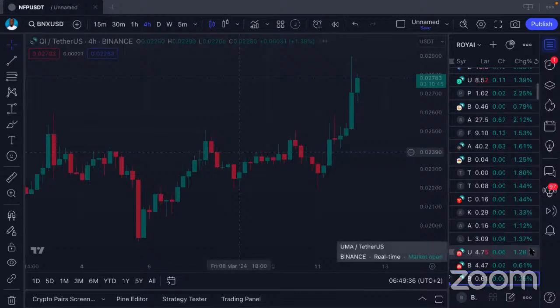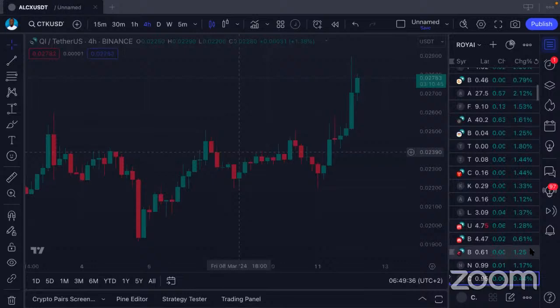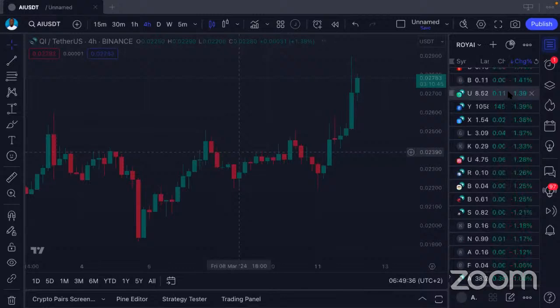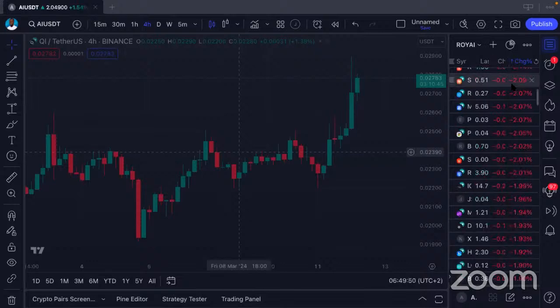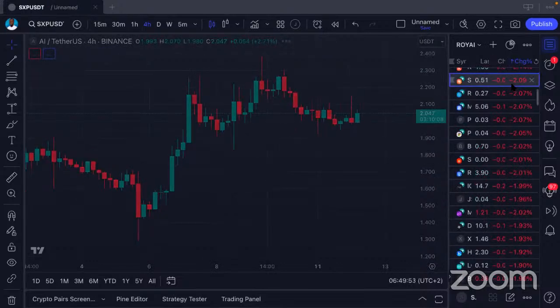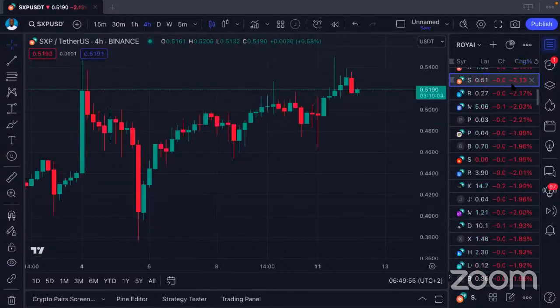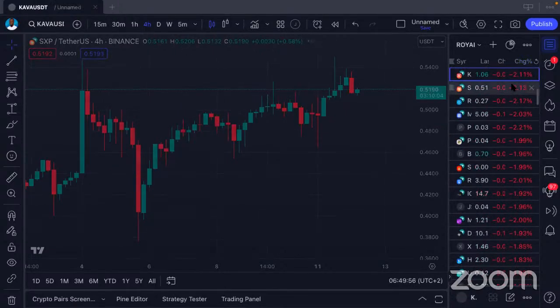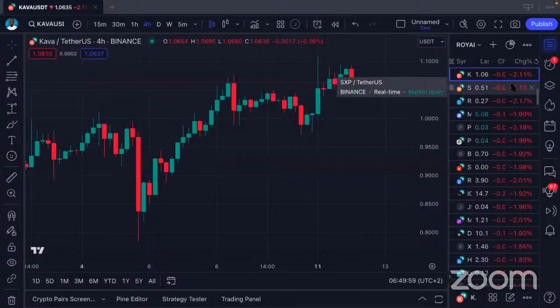So I'm looking for a coin that is on a downtrend by current price.